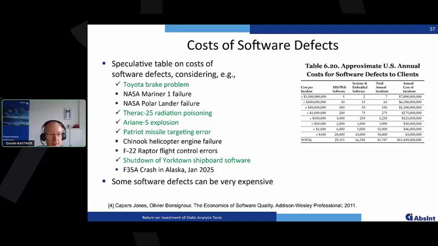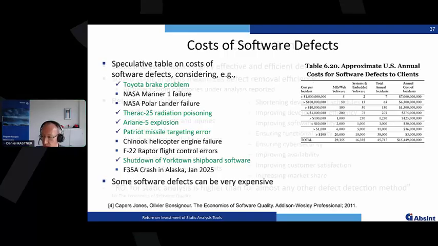The Therac incident, the Ariane explosion, the Patriot missile problem, they were also related to runtime errors. The shutdown of the Yorktown destroyer was a division by 0. So that means these kinds of errors, which are amenable to static analysis, is something you really find also in the very expensive defects. So that means it's a technique which can be widely used, which can prevent critical issues from happening. And so it's actually a very good idea to use them.